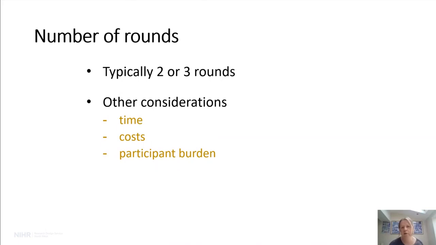It's typically only 2 or 3. You see attrition after 3 rounds. And so we tend to focus on 2, and we get participation rates of around 85% in round 2. So we're keeping the vast majority of people involved. Obviously, it will depend on time, costs, and participant burden, depending on how many outcomes you have on your list.